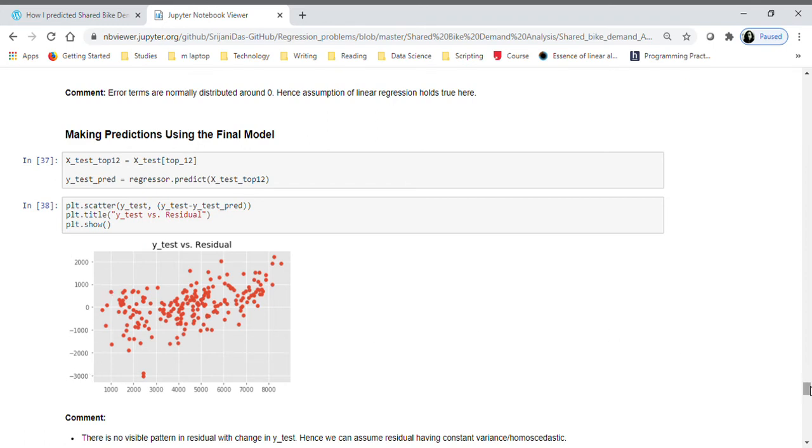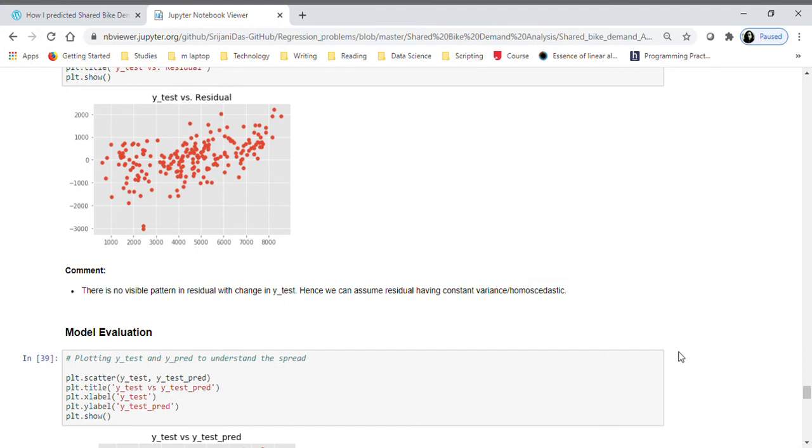Now this is also one of the assumptions of linear regression, that there should not be any pattern between y test, the true value of the target variable, and the residual. So since there is no pattern seen, we can tell that the residual has constant variance, or it's homoscedastic.